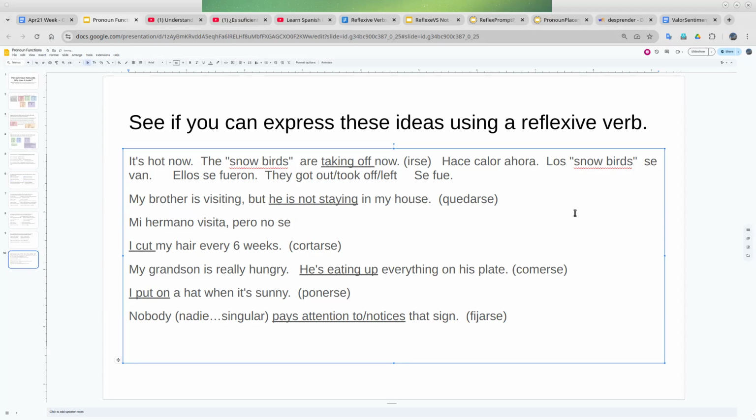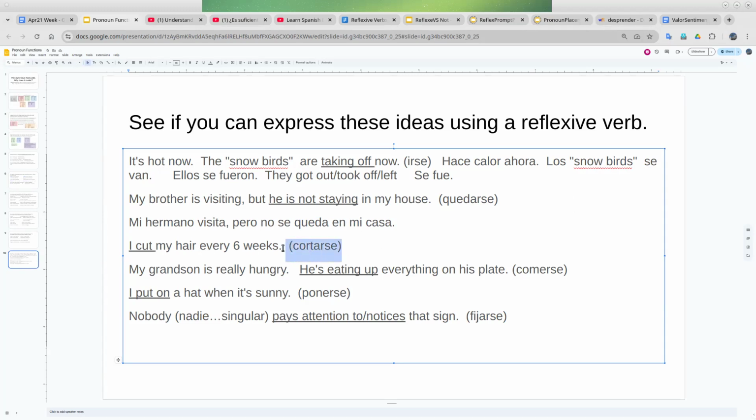And what do we do with quedar? Queda. No se queda. No se queda en mi casa. Okay? And the third person singular, the se, matches up with the third person singular verb queda. No se queda. And here it's just a negative because he's not staying. No se queda. Okay?